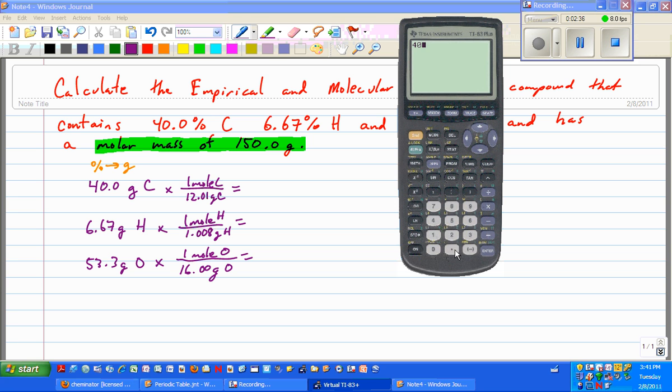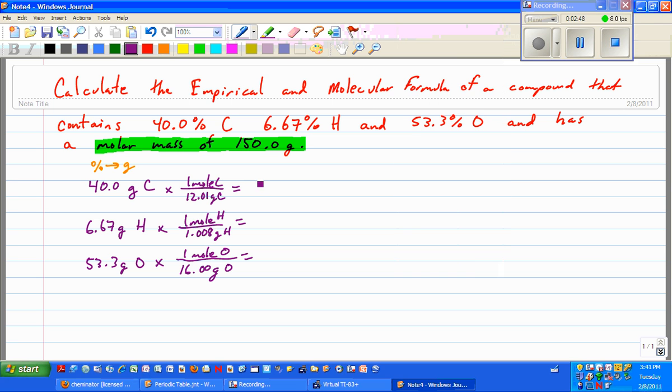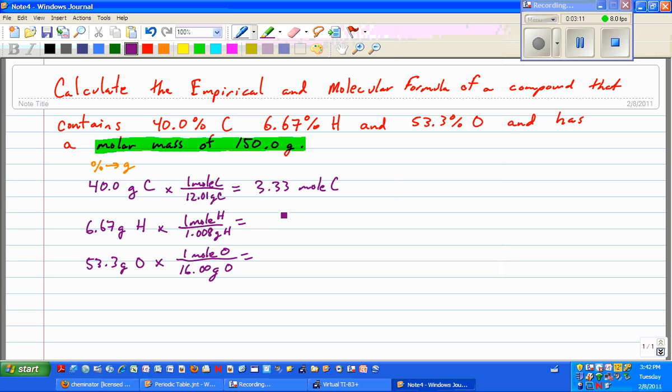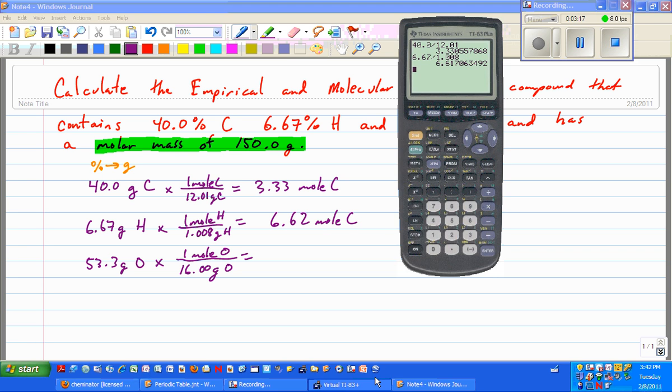We've got 40.0 divided by 12.01 equals 3.33. We're looking at 3 sig figs, so it's 3.33 moles of carbon. Let's go ahead and do our hydrogen. We've got 6.67 divided by 1.008. That gives us 6.617, but we only need 3 sig figs, so that 1 becomes a 2. So we've got 6.62 moles of hydrogen.